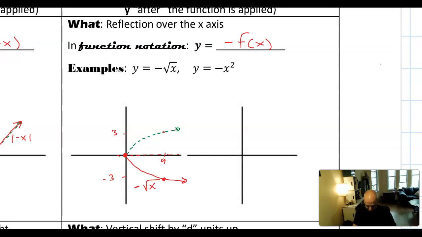For negative x squared, similar thing. Your parent function looks like this. The entire graph is reflected. 0 does not reflect, but everything else is reflected. So this will be that downward open parabola.